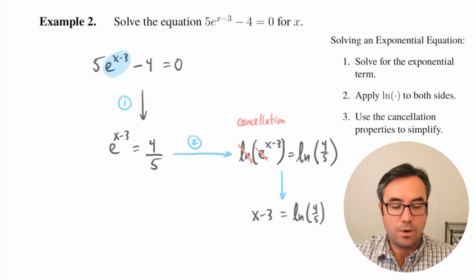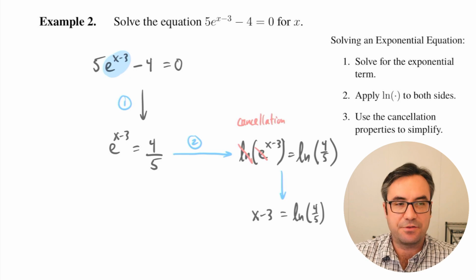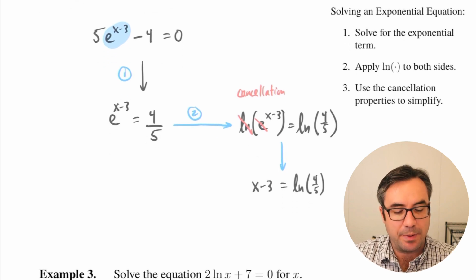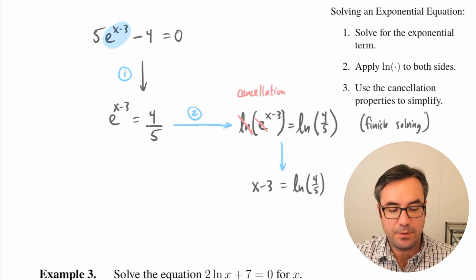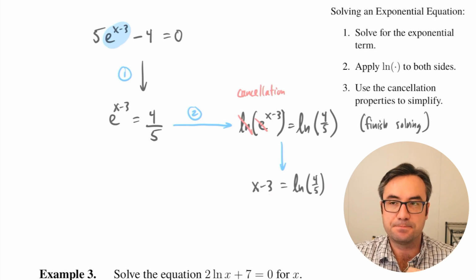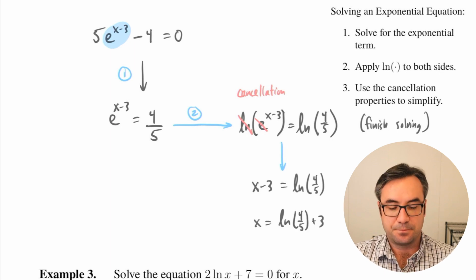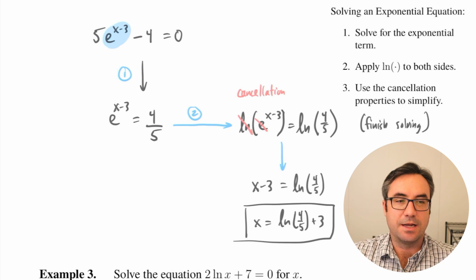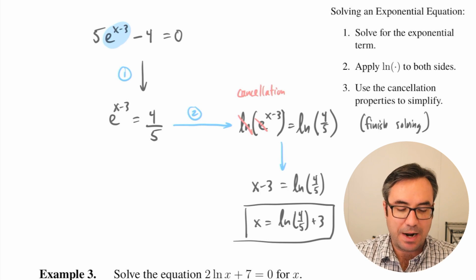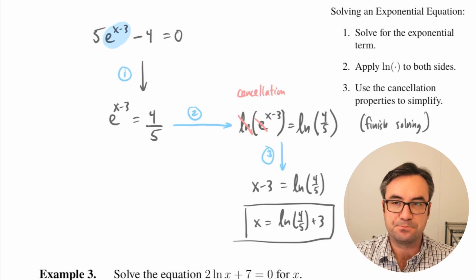And then finally, once we've done the cancellation property, there still might be some solving left to do. So in this case, there's a little bit. So we got a little solving left to do. And all we need is to add 3 to both sides. And that's going to give us x is equal to natural log 4 over 5 plus 3. All right, so we did it. And that cancellation property really came in helpful.